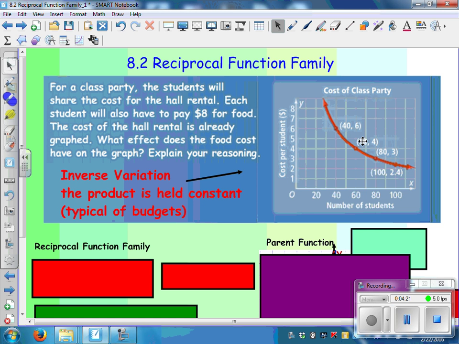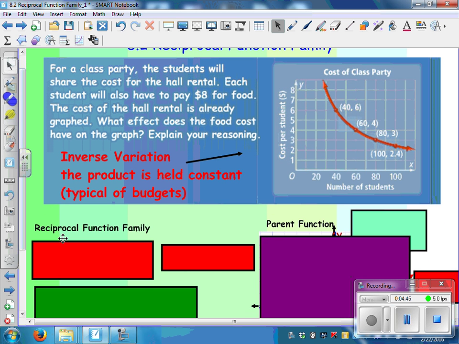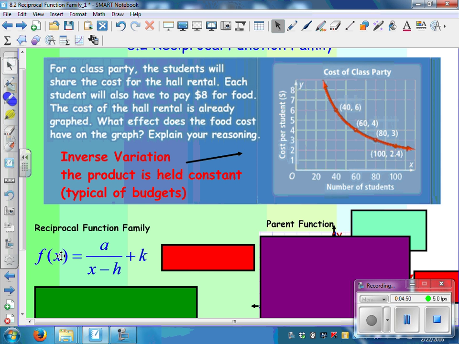So if I look at this particular problem, the inverse variation, the product is held constant. In all physical points, you'll see that the product is going to be 240. Additionally, if we wanted to add $8 on, it would actually add $8 to the total for each person. It would shift this graph up 8 units. This particular graph is representative of what's called the reciprocal function family, or the inverse functions.